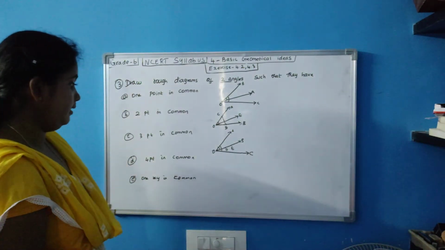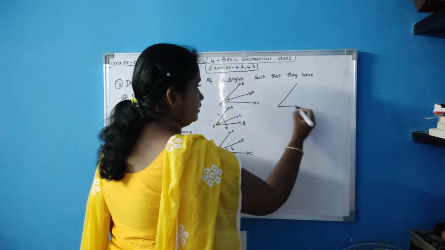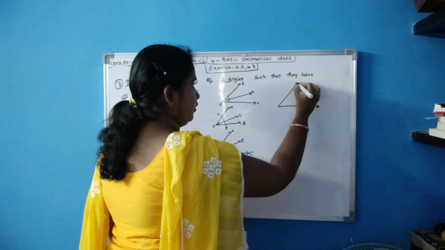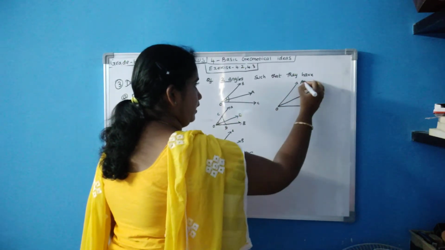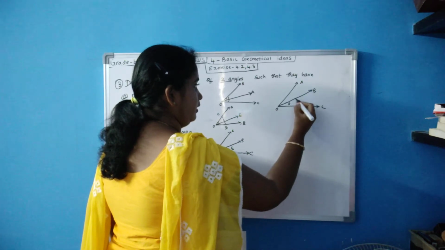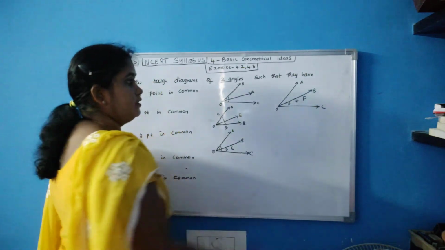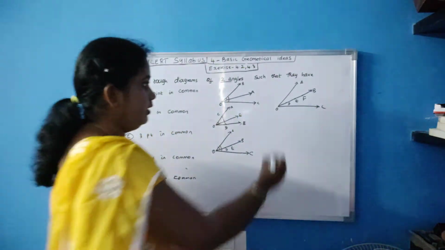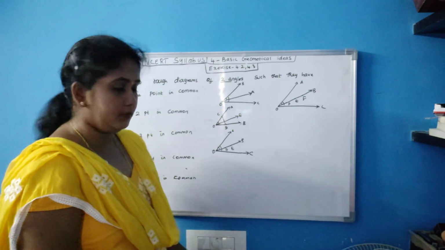Did you understand? Now 4 points in common. I am drawing here. Same way, similarly you are drawing 4 points in common. So O, A, B, naming the ray, so D, E, F. So O, D, E, F is the 4 points in common to the two angles. Okay. Did you understand? Okay.